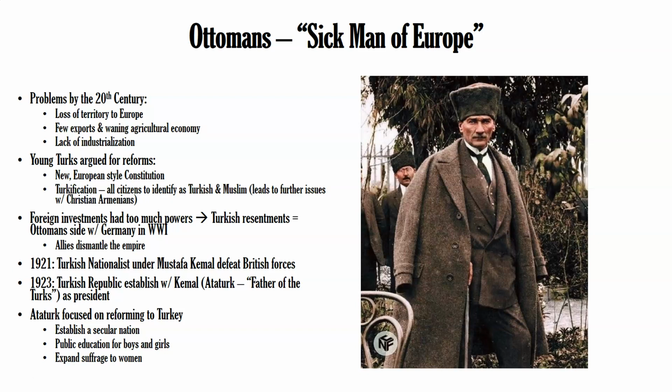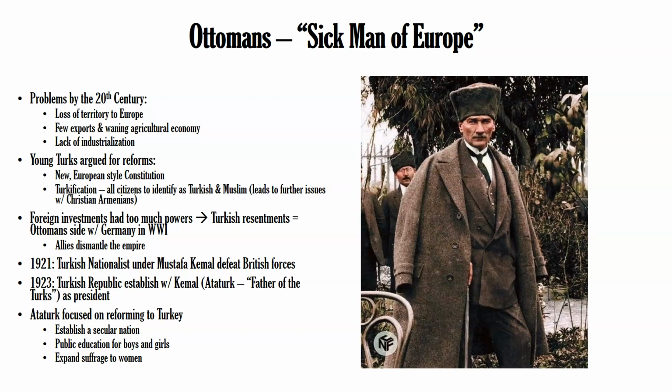One, they want a new European-style constitution, and they push for Turkification, which is that they want all citizens to identify as Turkish and possibly Muslim. And this is going to be a problem and lead into an issue that we're going to talk about later on in Unit 7 when we get to the mass atrocities part, where they're going to have issues with the Christian Armenians, because there's going to be animosity between the Young Turks and the Armenians.